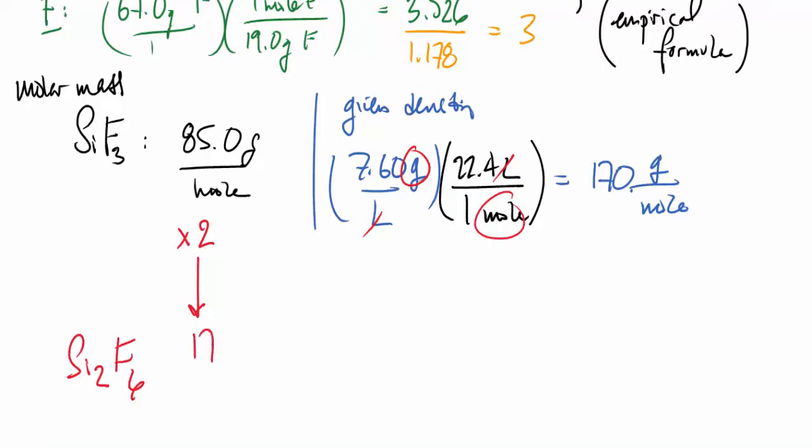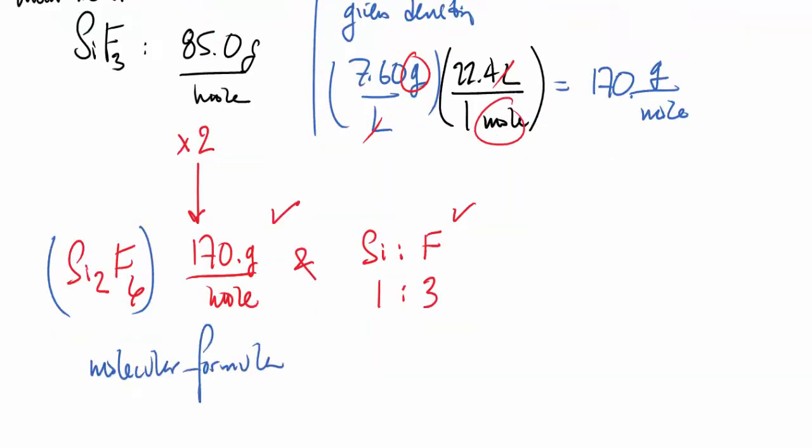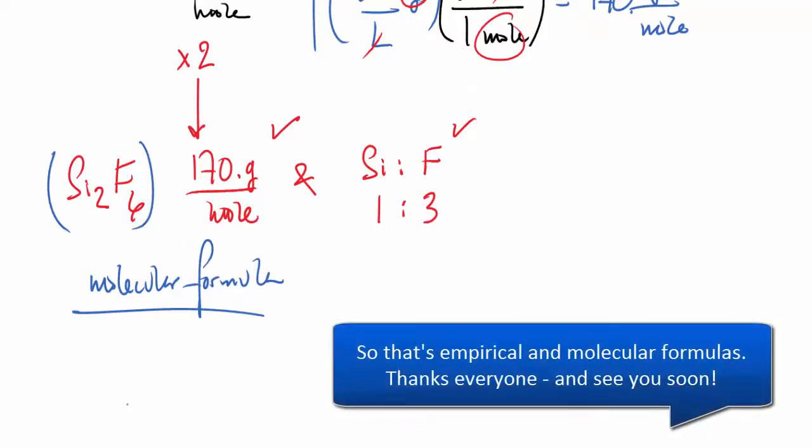So it's pretty clear that our gas is just half the one we're looking for, and we just multiply by 2, so SiF3 becomes Si2F6, which has now the correct molar mass and still the correct mole ratio. And that's what we call the molecular formula. So that's empirical and molecular formulas.